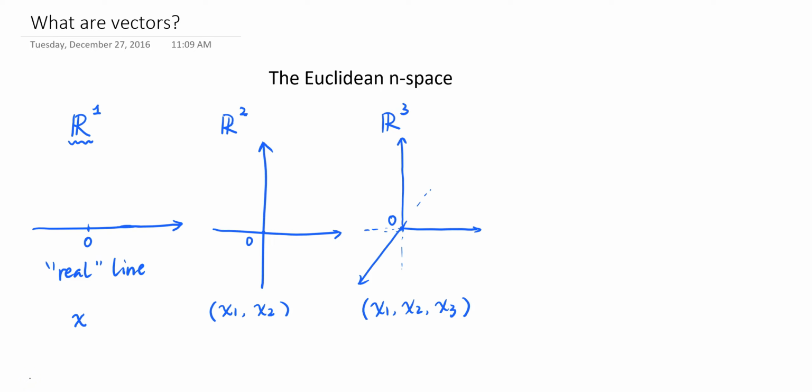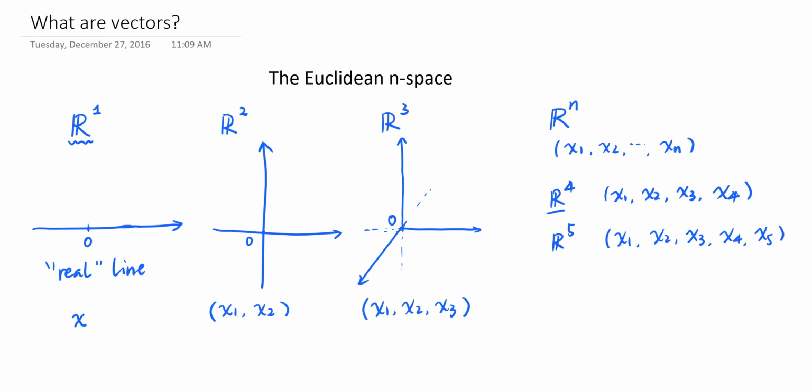A Euclidean space of dimension n, where n is any positive integer, is the set of all n tuples whose components are real numbers. For example, R4 is the set of all four tuples, and R5 is the set of all five tuples. Although R4 and R5 and higher dimensional Euclidean spaces are not easy to visualize, there are plenty of examples where vectors in those spaces are useful.